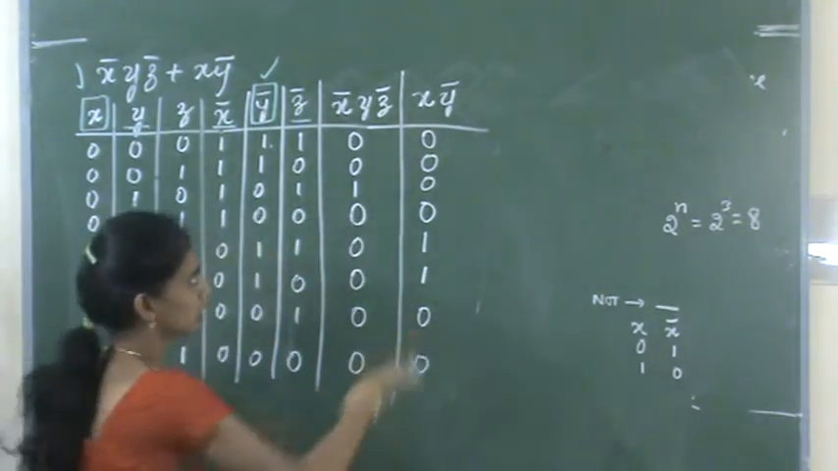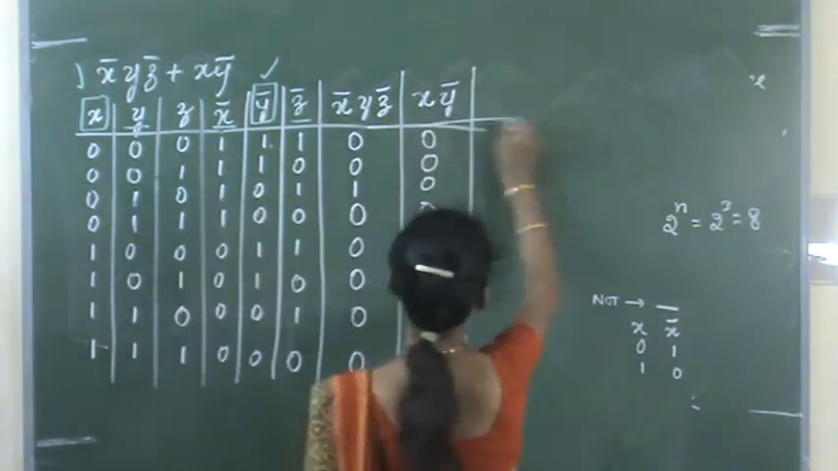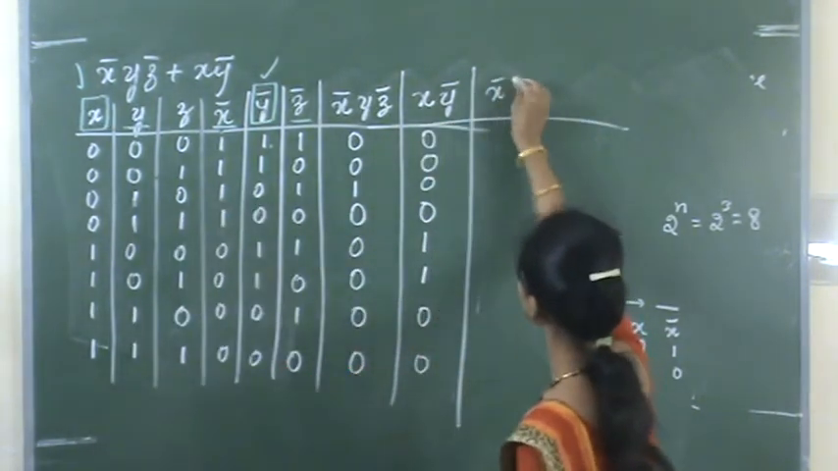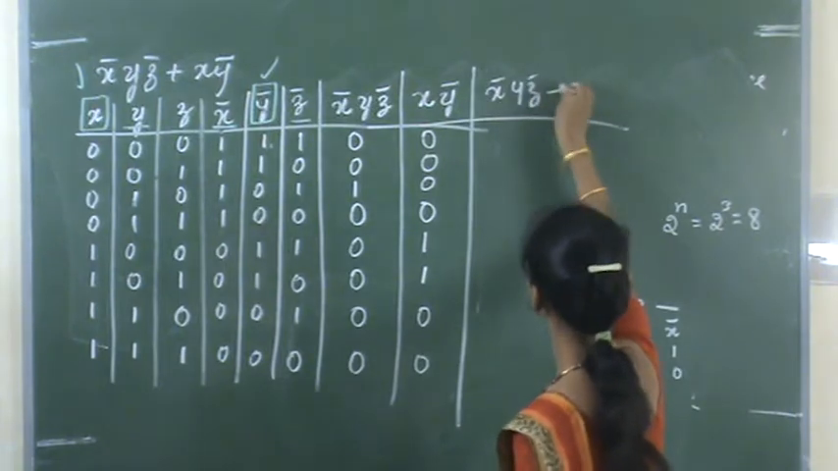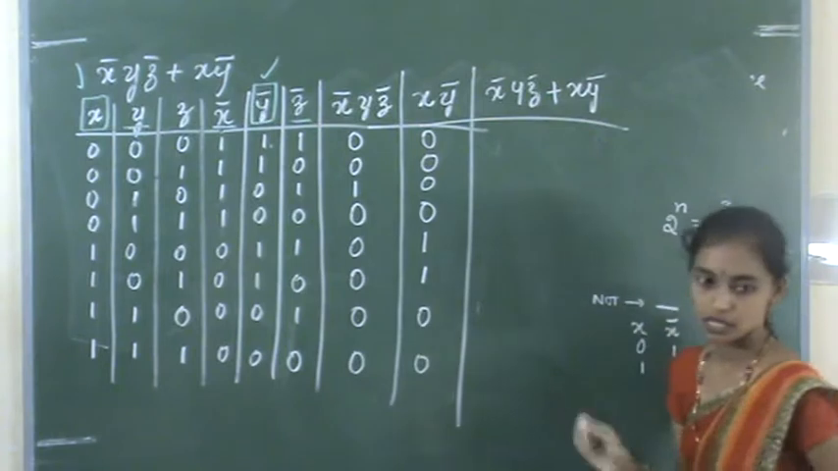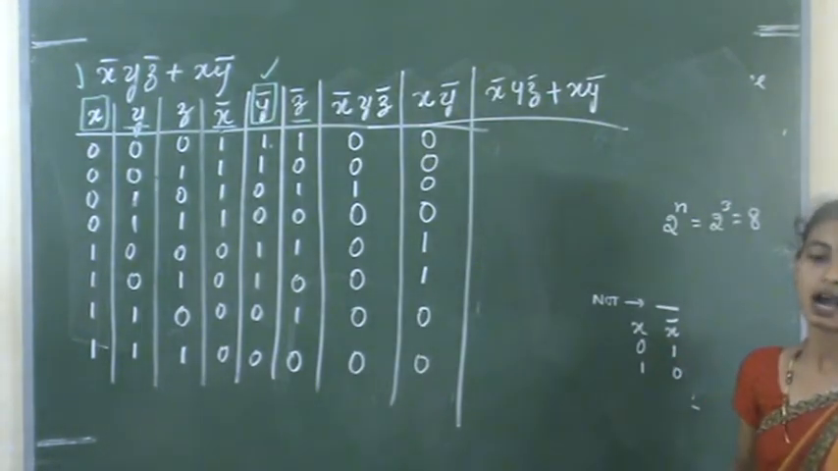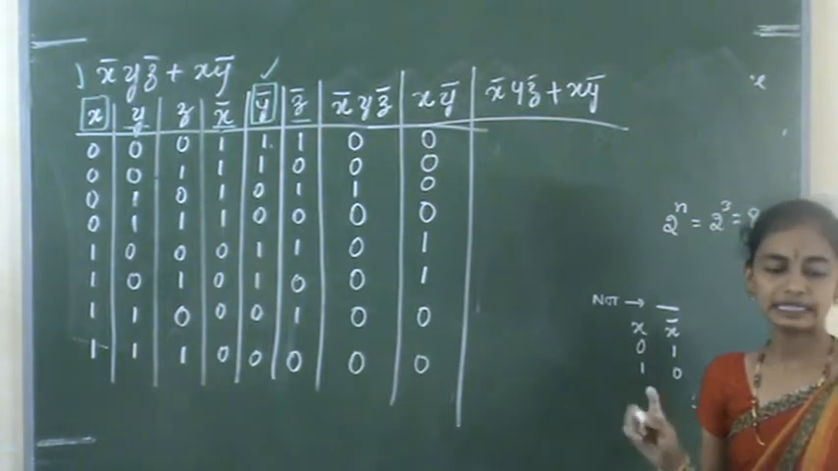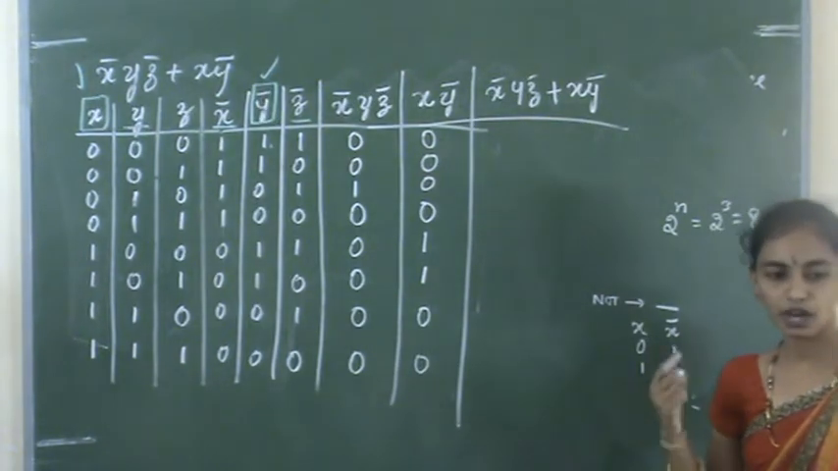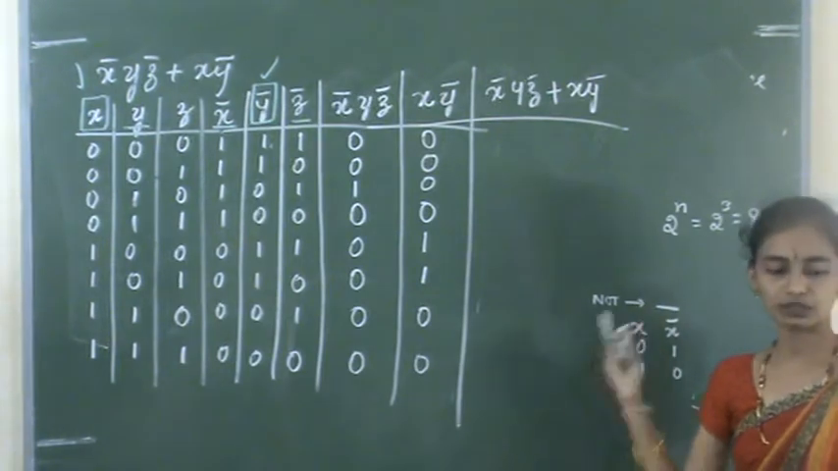another expression. So now combining these 2, we have to perform. So what is that? X bar y z bar plus x y bar, right? So plus means OR operator. We have to perform OR operator. OR operator means any one of the input is true or 1. So the result will be true.